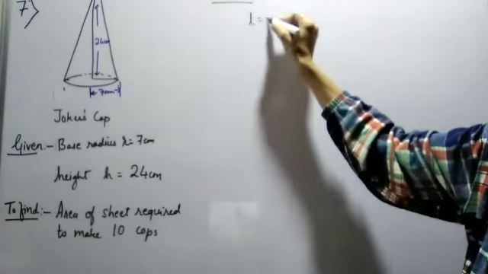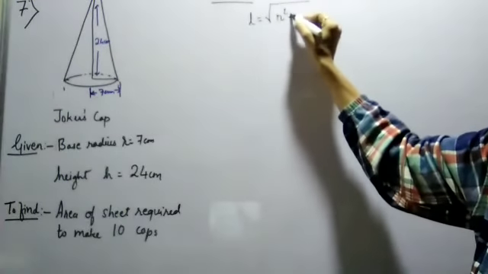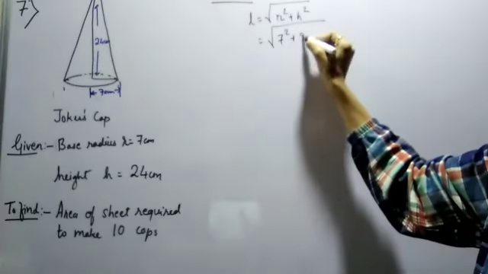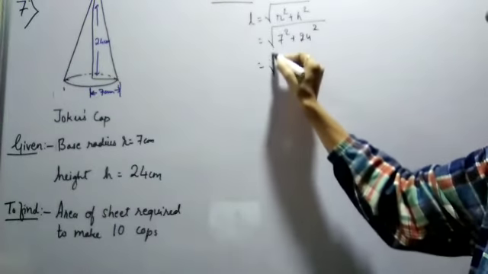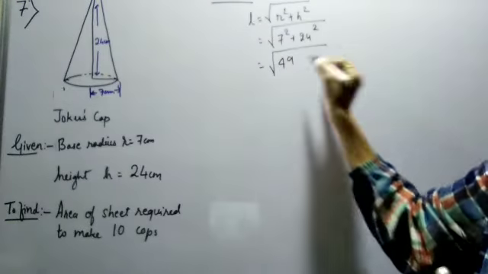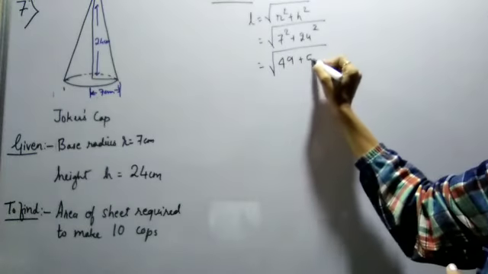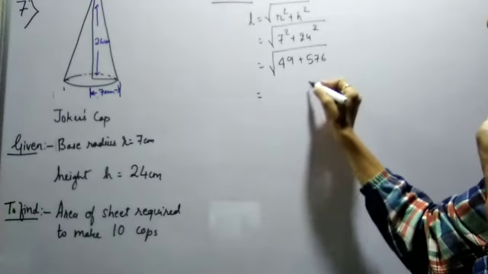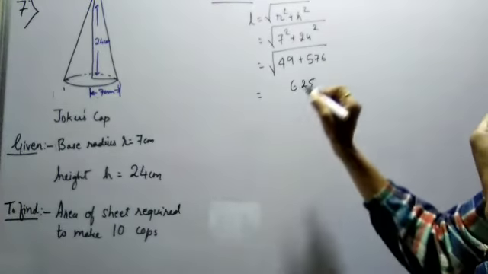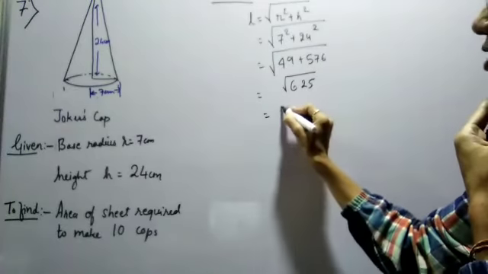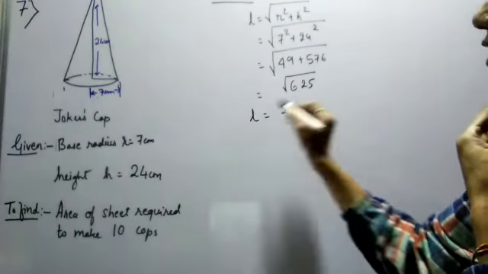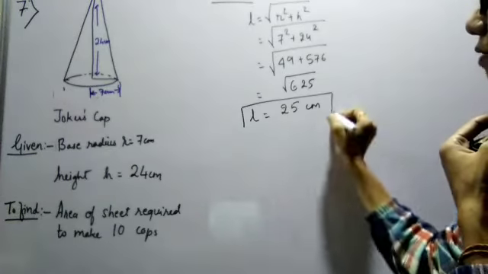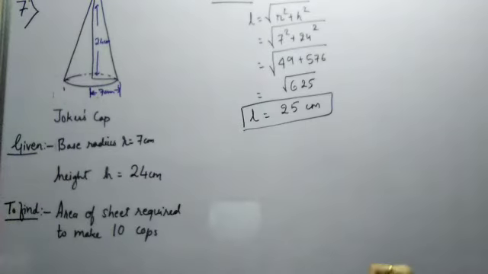So you know slant height is nothing but square root of r square plus h square. Radius is 7, square, and height is 24, square. So 7 square is 49 and 24 square is 576. If you add, this is going to give you 625. And under root of 625 will give you 25. So here you have got the slant height.